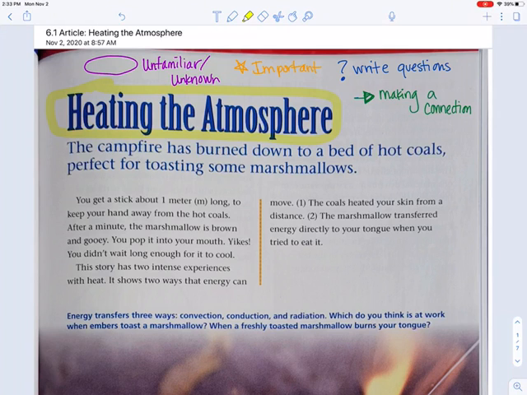Heating the Atmosphere. The campfire has burned down to a bed of hot coals, perfect for toasting some marshmallows. You get a stick about 1 meter long to keep your hand away from the hot coals. After a minute, the marshmallow is brown and gooey. You pop it into your mouth. Yikes! You didn't wait long enough for it to cool. This story has two intense experiences with heat. It shows two ways that energy can move. One, the coals heat your skin from a distance, and two, the marshmallow transferred energy directly to your tongue when you tried to eat it.